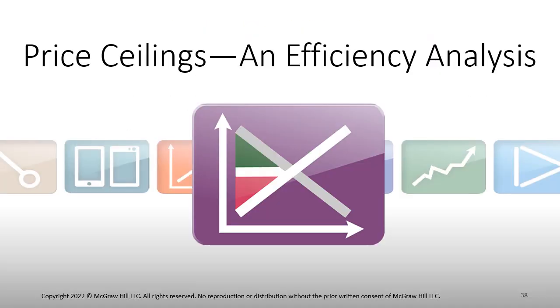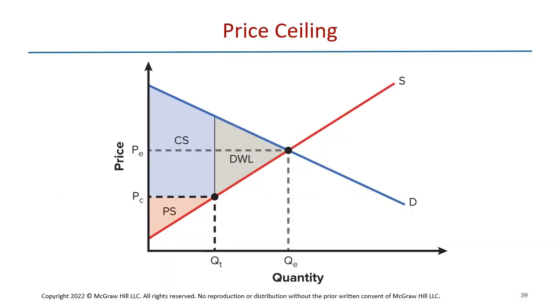Okay, so now let's look at some of these policies that we spoke about in the previous chapter, and let's look at their effects on the market. First up, we have price ceiling. And remember, this is whenever the government puts a policy in place that does not allow a price to rise above a certain amount. Traditionally, we use rent control as the prime example of that, but there are many others.